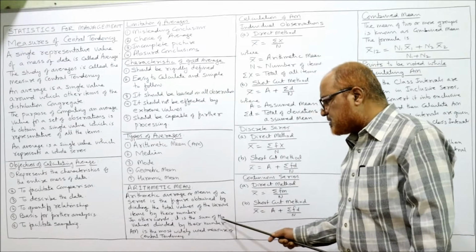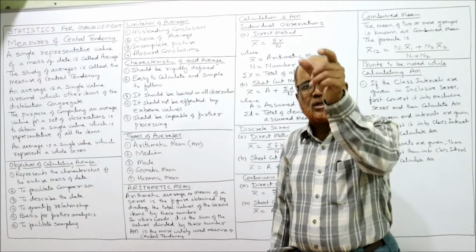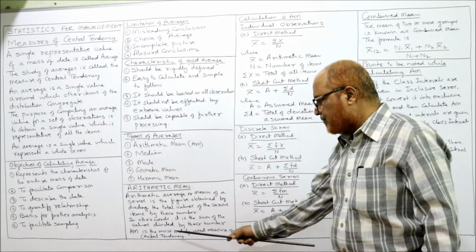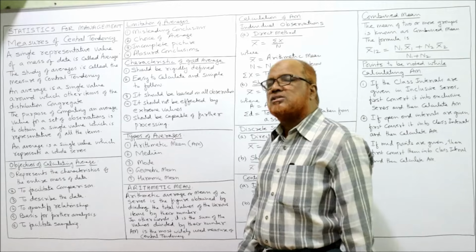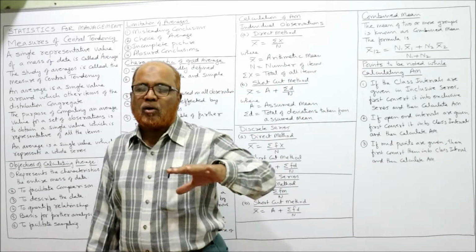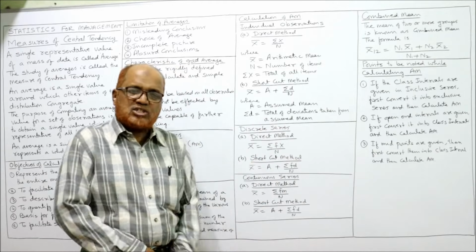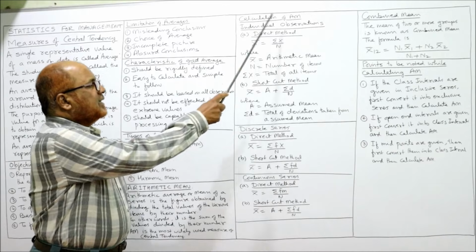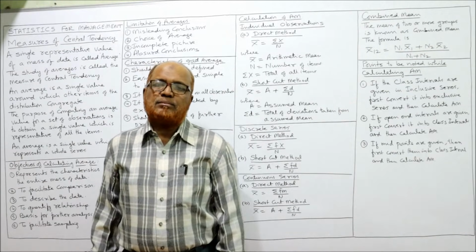In other words, it is the sum of values divided by their number. Sum means total items, total values divided by number of items. Arithmetic mean is the most widely used measure of central tendency. Just now I told you, if you compare all other averages, the most frequently used average is arithmetic mean. Now, calculation of arithmetic mean. How to calculate arithmetic mean?